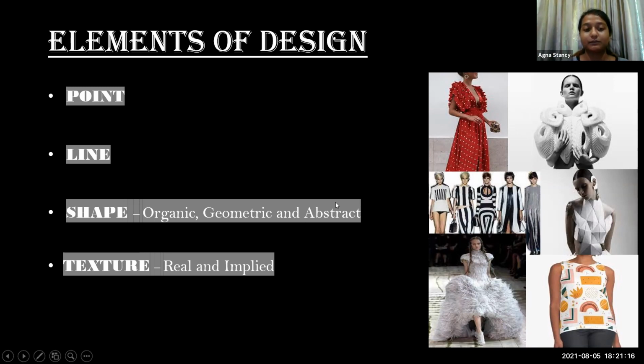Then the shape is further divided into organic, geometric, and abstract shapes. This picture shows the organic shapes, this shows the geometric, and this is the abstract example. Then the texture can be real and implied.